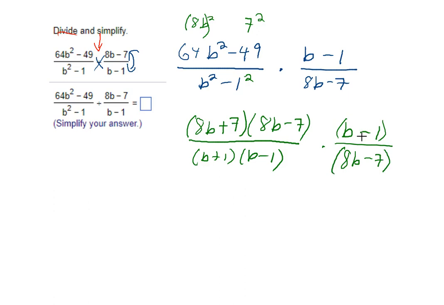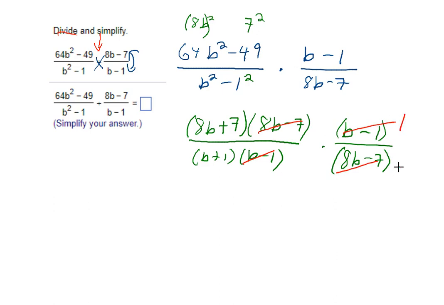So what we're going to do is cancel out common factors now before we multiply these two fractions together. And what cancels out in this case is we'll have a b minus 1 from down here canceling out with this b minus 1 up here. And then we have an 8b minus 7 on the top here canceling out with this 8b minus 7. If everything gets canceled out in a particular spot, a 1 is left over.